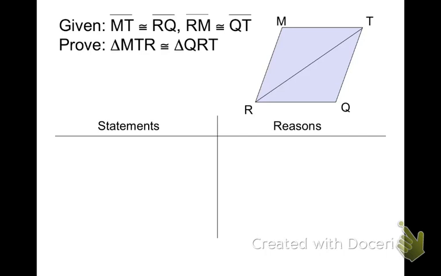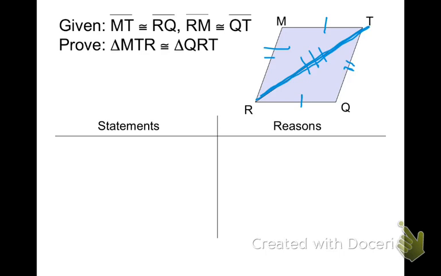Given MT is congruent to RQ, and that RM is congruent to QT, prove the 2 triangles are congruent. Well, we've got 2 congruent sides, and we haven't even mentioned the shared side, which we know has to be congruent. So it looks like we've got our proof informally.